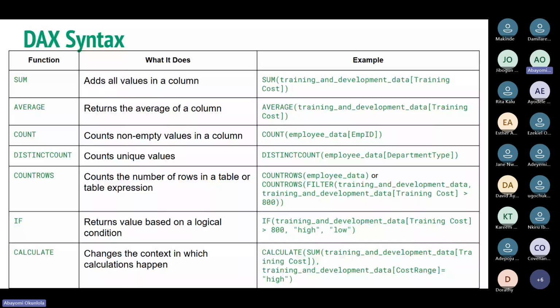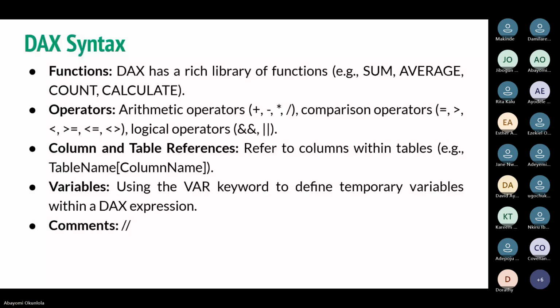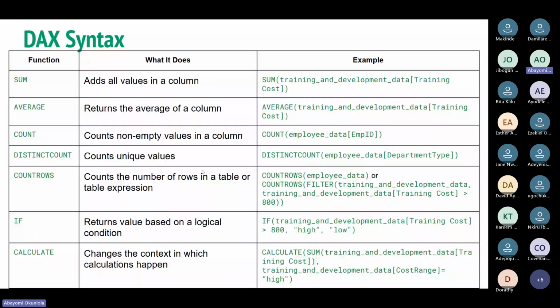Okay, and this is how you implement it. Recall earlier on, I was mentioning your column and table references. Okay, here we have table name and then column name. So here I have a sum. The name of my table is training_development data. And then the column I'm trying to calculate is the cost. So permit me. Okay, let me just go through this, then we see how it is being done on Power BI.